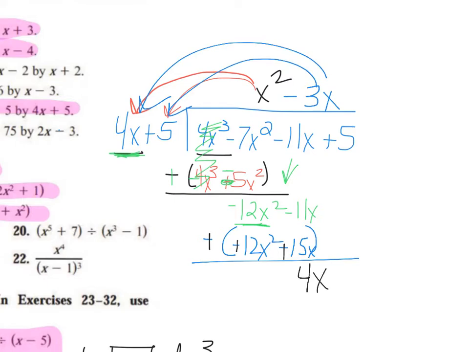It's 4x. Wow. And then what happens with my 12x squareds? They cancel out. Then, Mia, what do I do with the plus 5? I'm going to bring it down.